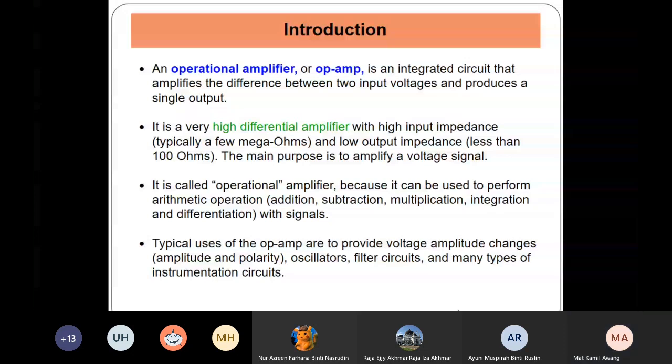Siapa tu? Mute sikit. So you can use this amplifier in various devices, in various instrumentations, right?